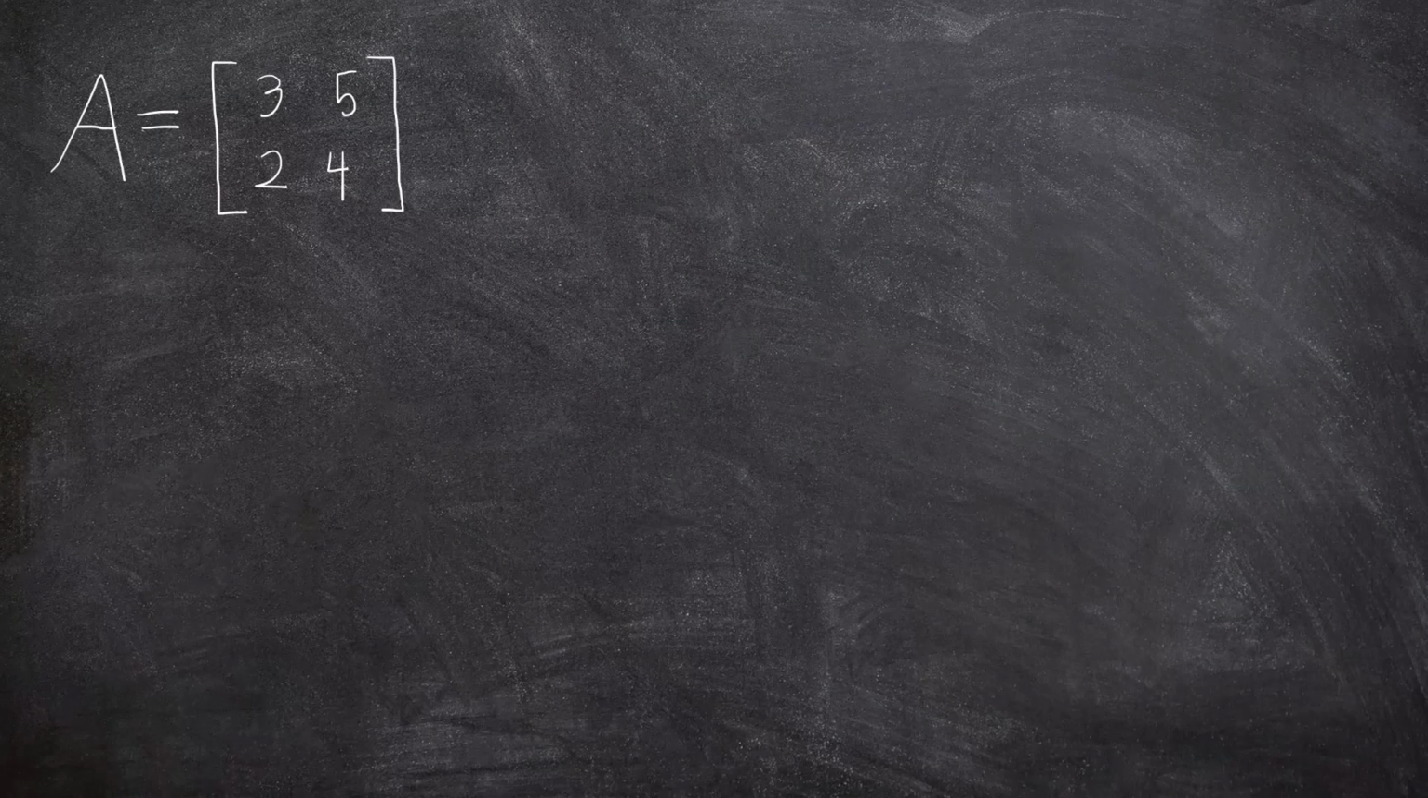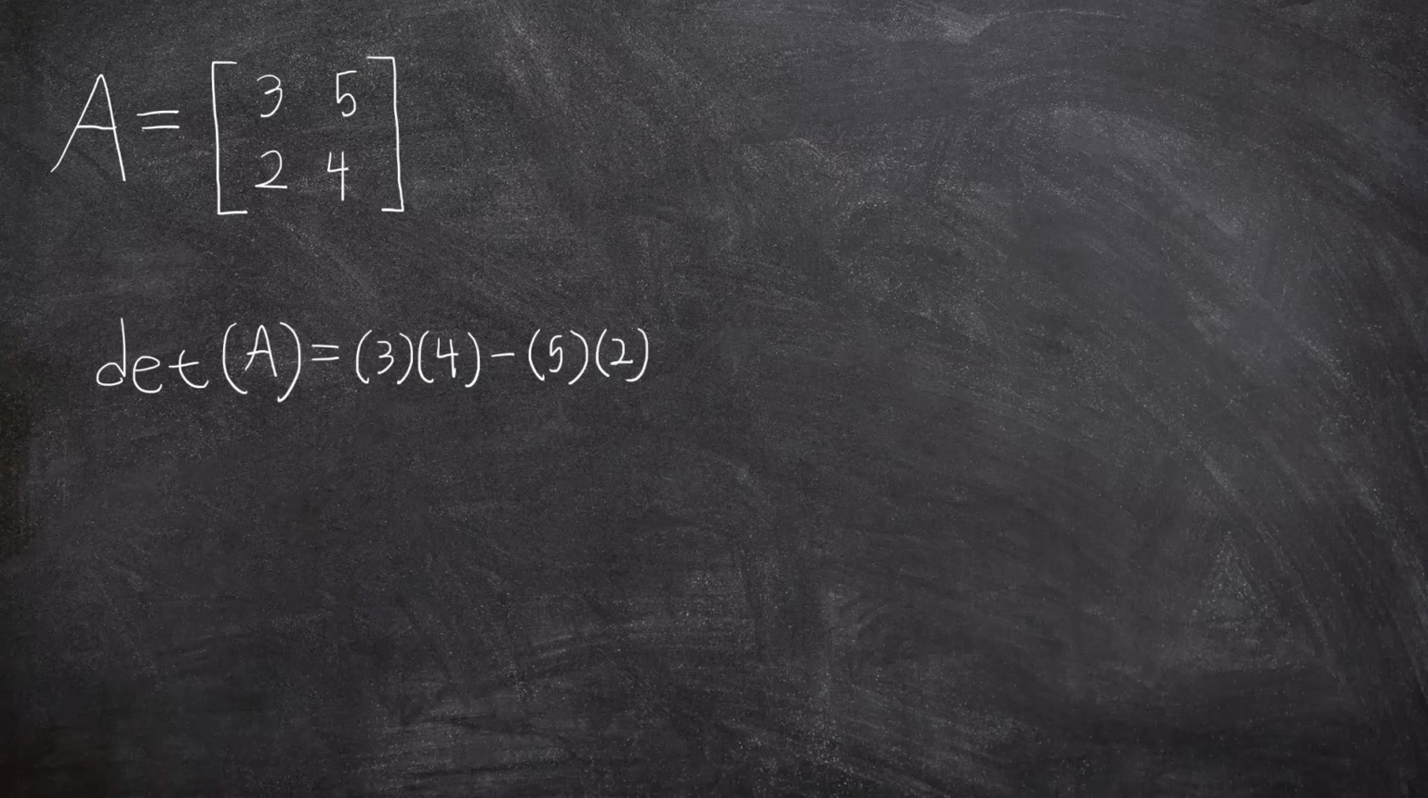Let's work through one. We have A equals 3, 5, 2, 4, and we want to find the determinant of that matrix. The process is fairly simple. We would do 3 times 4 minus 5 times 2. 3 times 4, 12. 5 times 2, 10. 12 minus 10 is 2. So this will be the determinant of the following matrix.